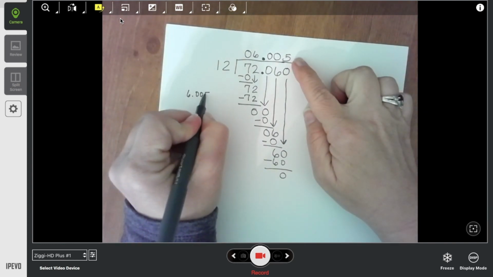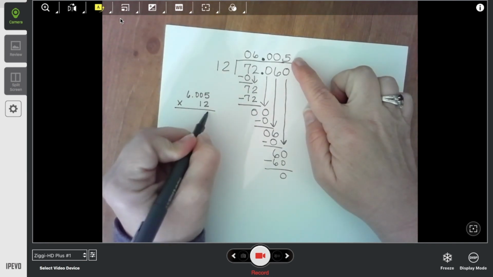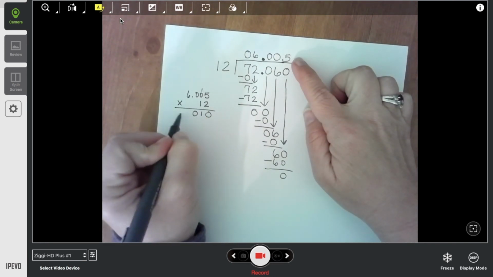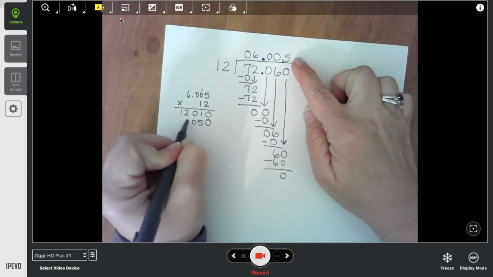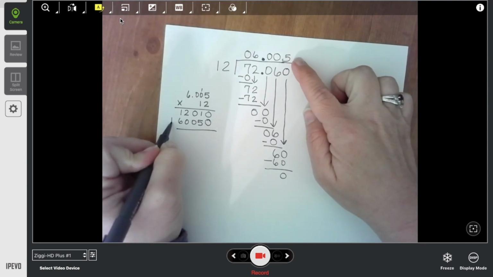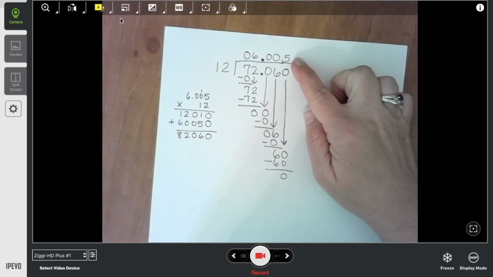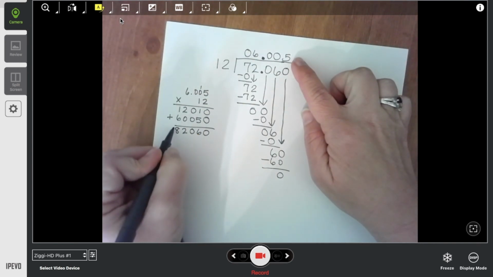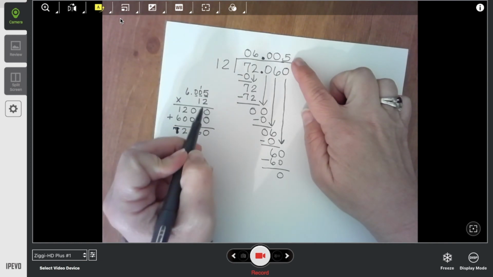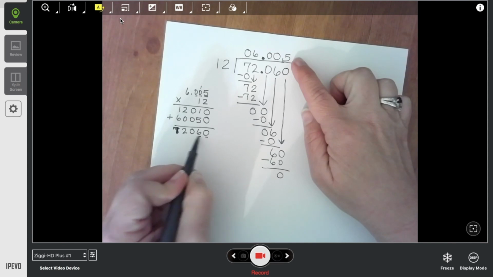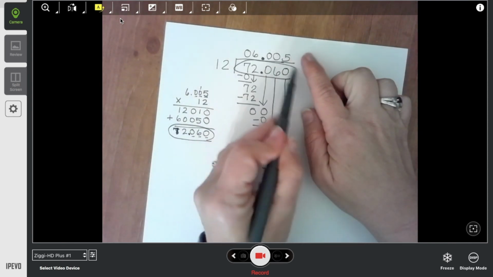6 and 5 thousandths times 12. Do this multiplication problem. Let's count spots behind the decimal. Oops, I'm sorry. 1 plus 6 is 7, not 8. 1, 2, 3 spots behind the decimal. None behind here. So 1, 2, 3 spots behind the decimal. 72 and 60 thousandths. Same.